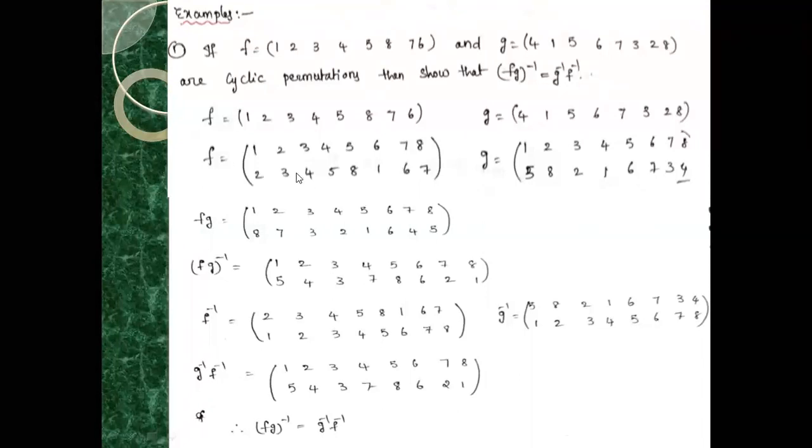2 is related to 3, and 3 is related to 4. So the image of 3 is 4. 4 is related to 5, so the image of 4 is 5, and 5 is related to 8. The image of 5 is 8, and 8 is related to 7. So 8 is related to 7, 7 is related to 6, and 6 is related to the first element, that is 1. So 6 to 1. This is the given permutation.